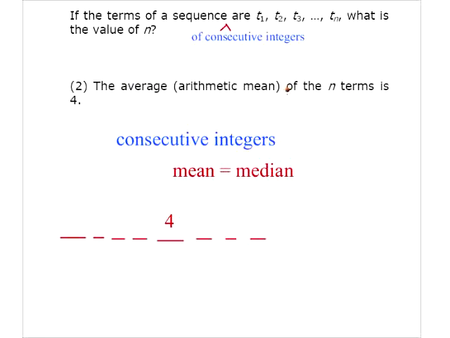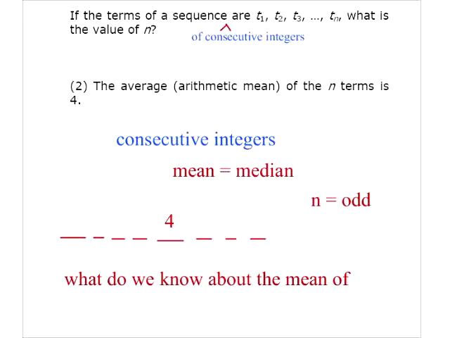I mean, how would this help us? If the average of the n terms is 4, then we just know that 4 is the middle number. We do know that n is odd, Dinesh pointed out. If the mean and median of a set of consecutive integers is an integer, then you know there's an odd number of things. What do we know about the mean of an even-numbered set of consecutive integers? I'm going to write it out.